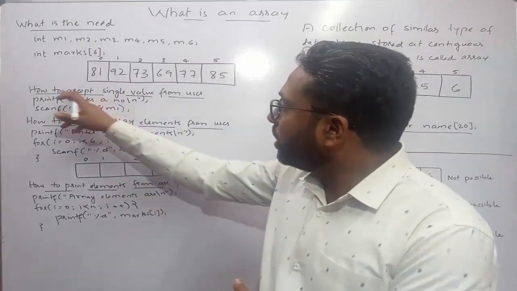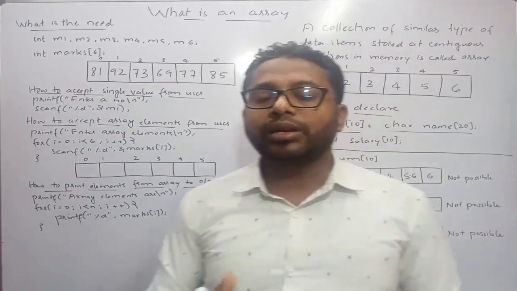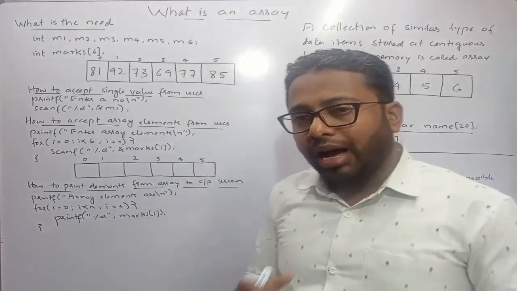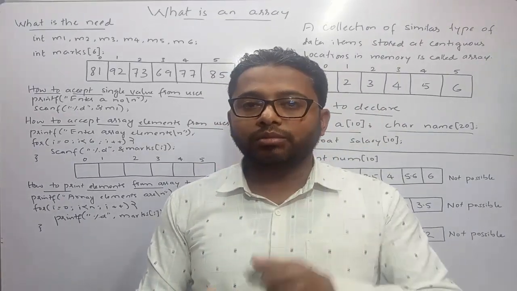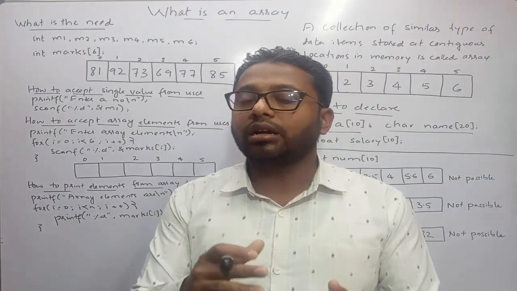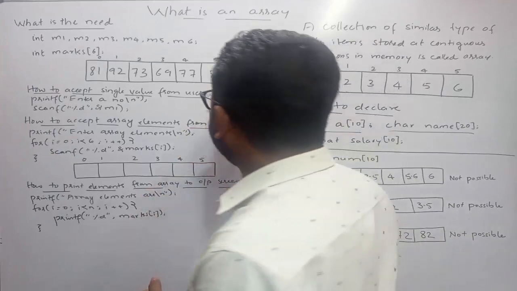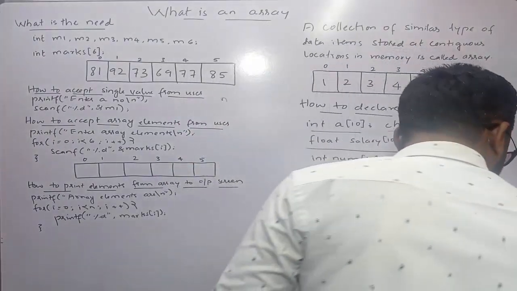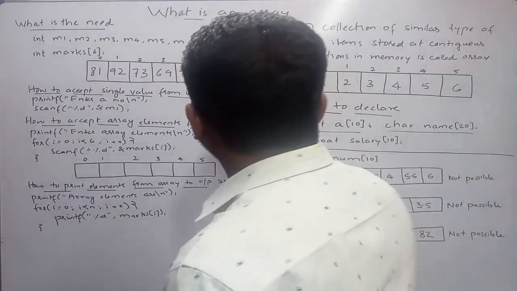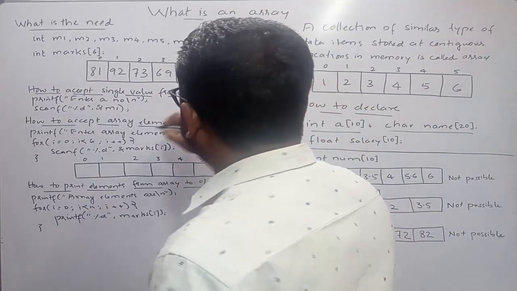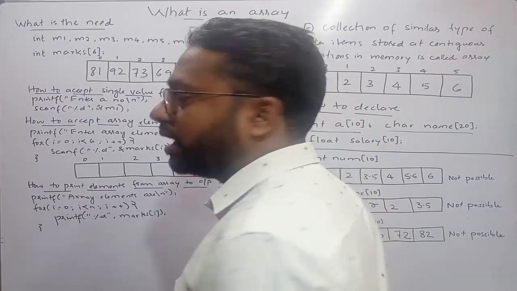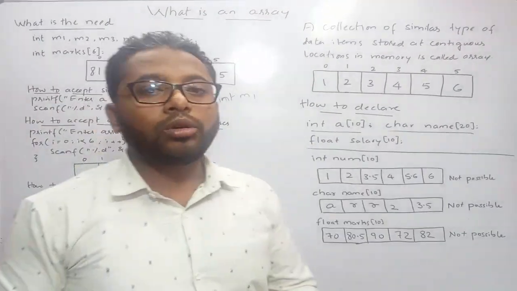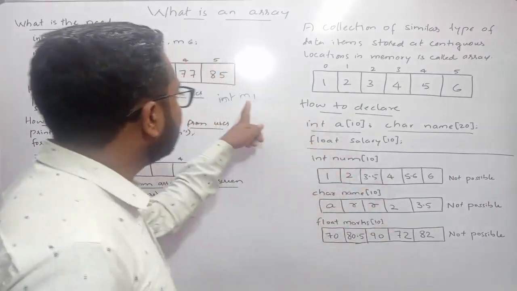Then we will move ahead to see how you can accept a single value from the user. If I want to accept a single value from the user, then I must create a variable. Let us say I have created a variable of type integer, and the name of the variable is, let us say, m1. Now whatever value the user enters will get stored inside m1.